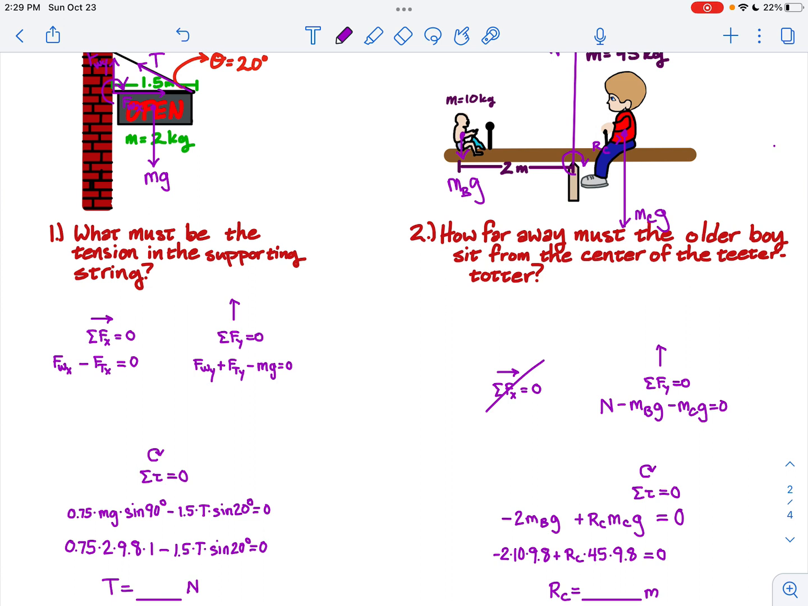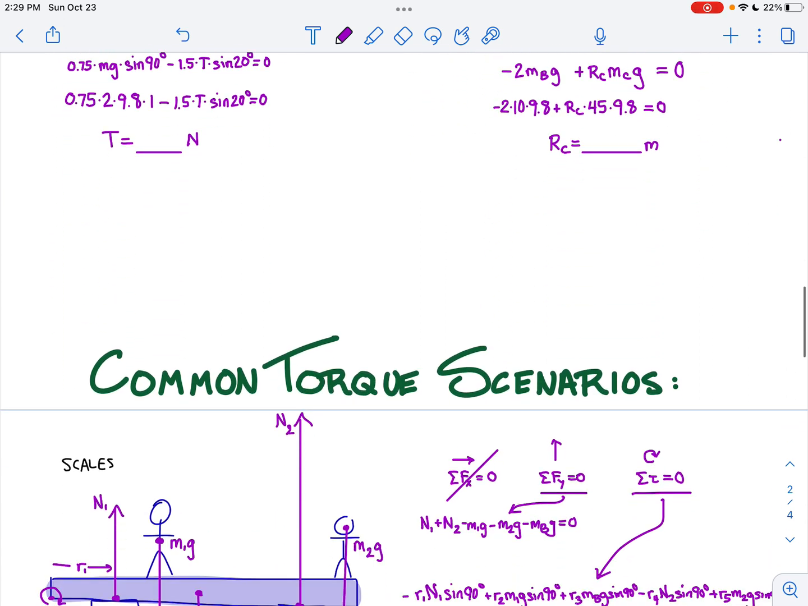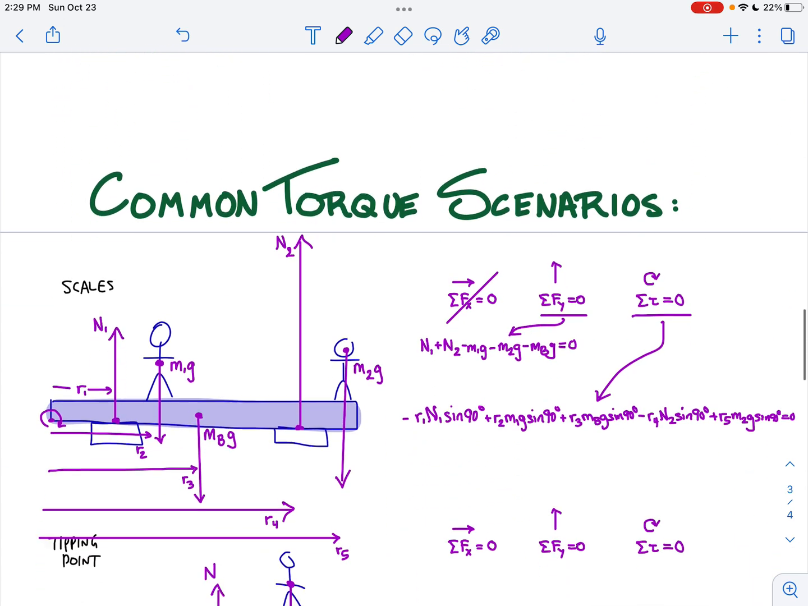We are going to see lots of different example problems in this unit. I have a number of them. These are common torque scenarios. For these ones, I'm not going to work out all the math, but I'm going to show you how to draw arrows and how to build an equation from the arrows you have drawn.